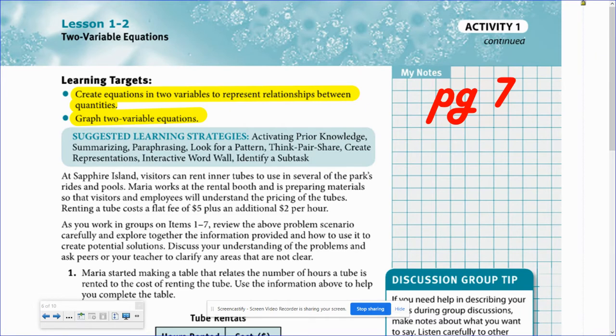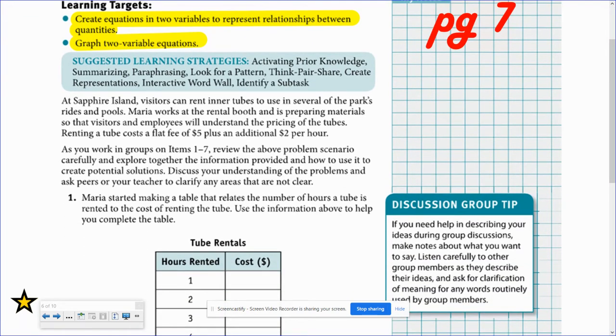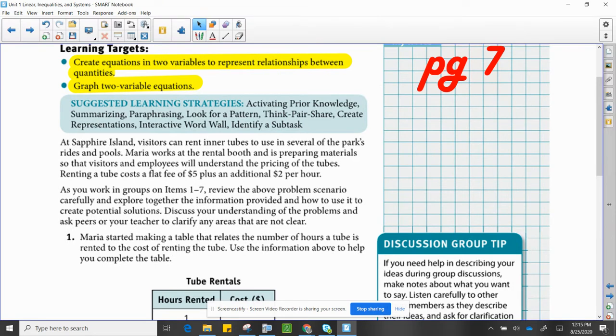So we're on page 7 in your book, and we're going to talk about this Sapphire Island. Since we didn't do 1-1 in our book, we don't really have all the context of this water park, but we'll get there. Okay, so at Sapphire Island, visitors can rent inner tubes to use in several of the park's rides and pools. Maria works at the rental booth and is preparing materials so that visitors and employees can understand the pricing of the tubes. Renting a tube costs a flat fee of $5 and an additional $2 per hour.